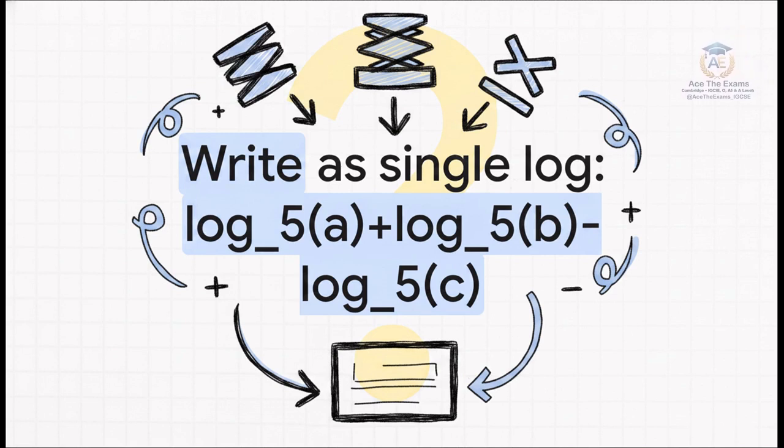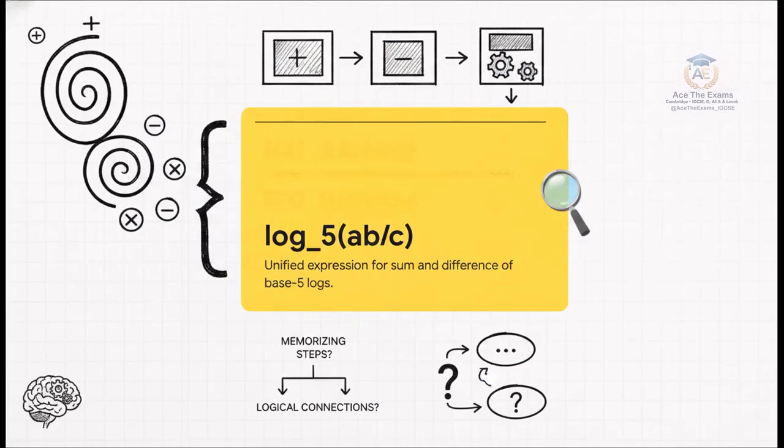Let's find out. By adding the logs of a and b, we multiply them to get ab. Subtracting the log of c means we naturally divide by c. The result is this incredibly elegant expression, log base 5 of ab over c. As you continue your exam prep, ask yourself, are you just memorizing steps, or are you truly seeing the logical connections that make these mathematical structures so powerful?